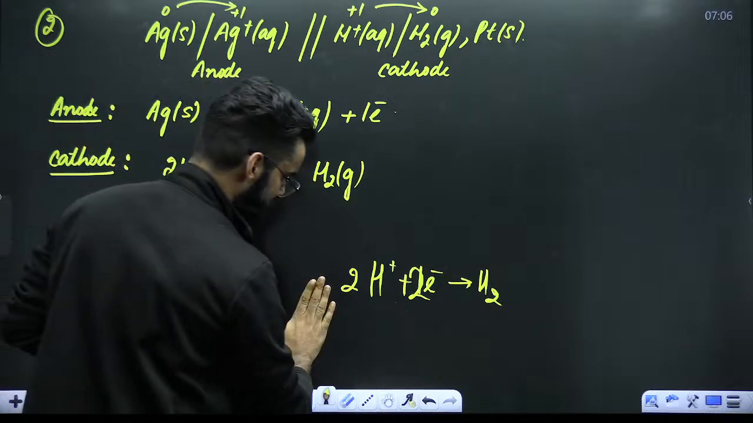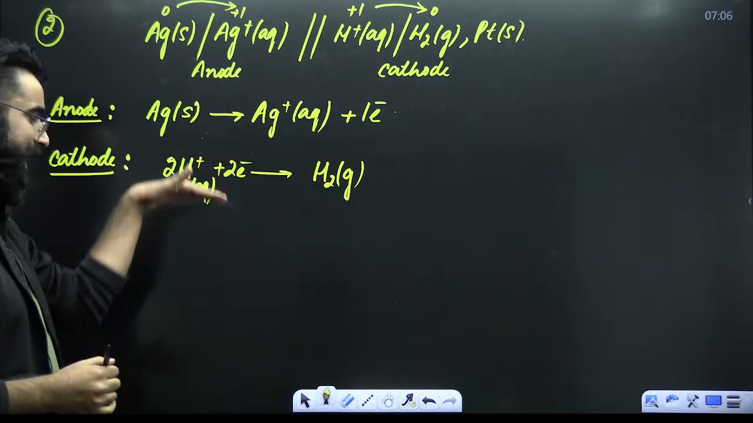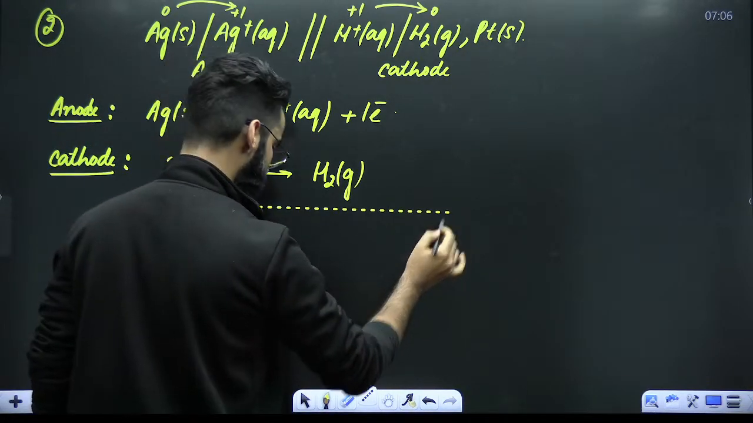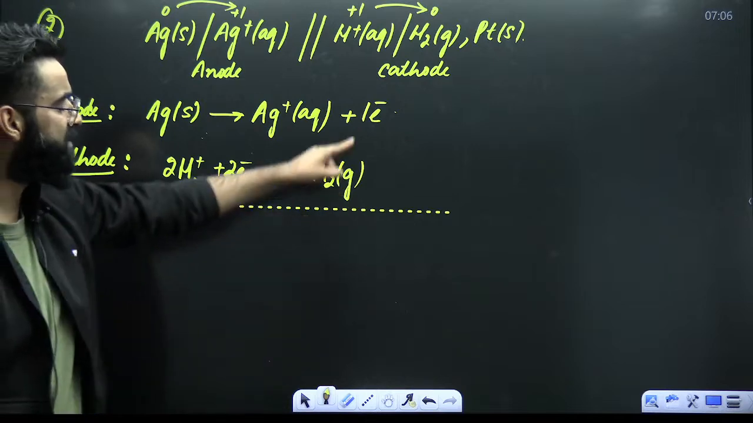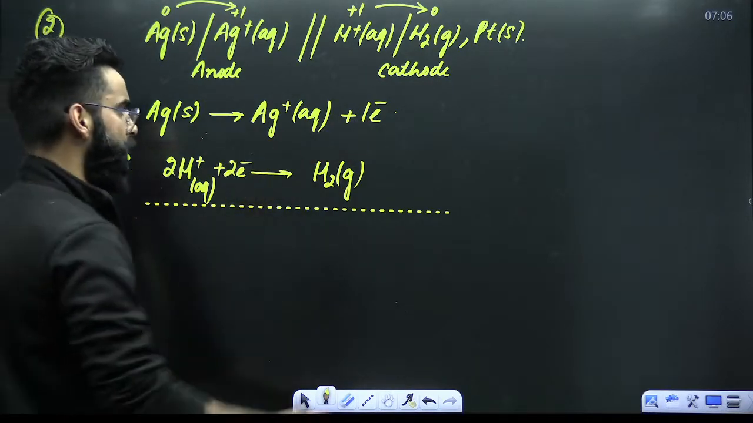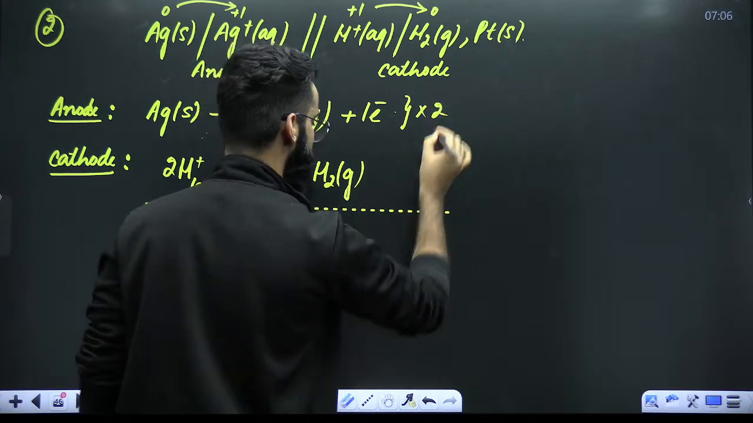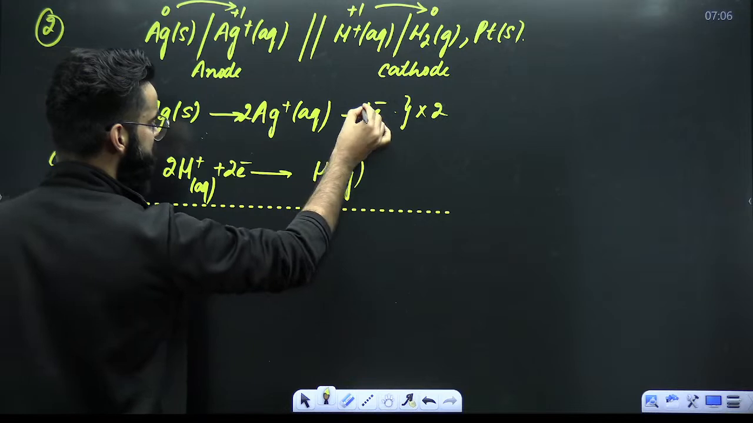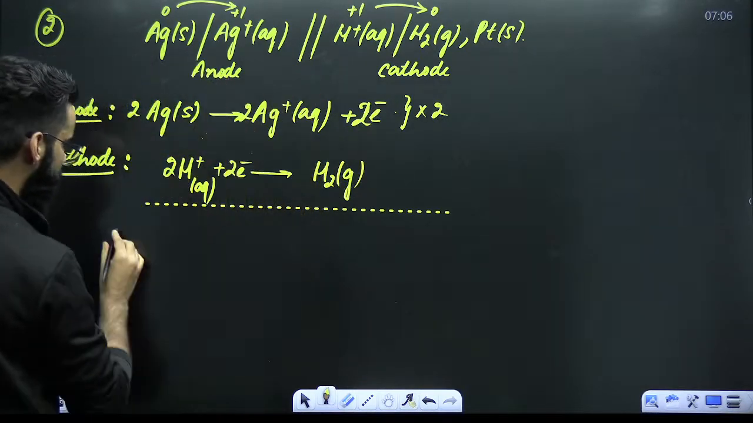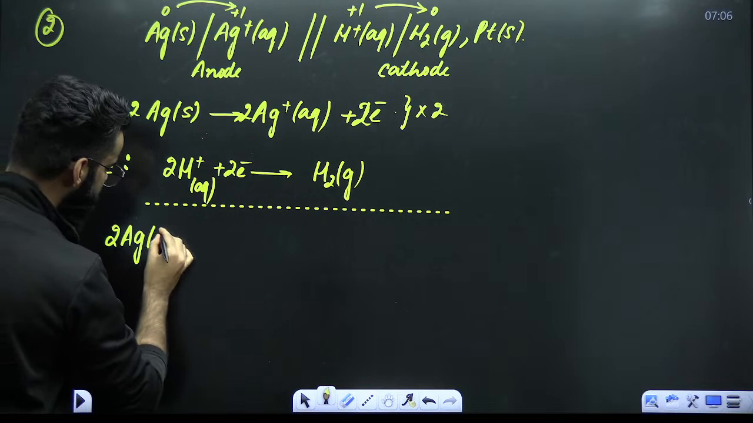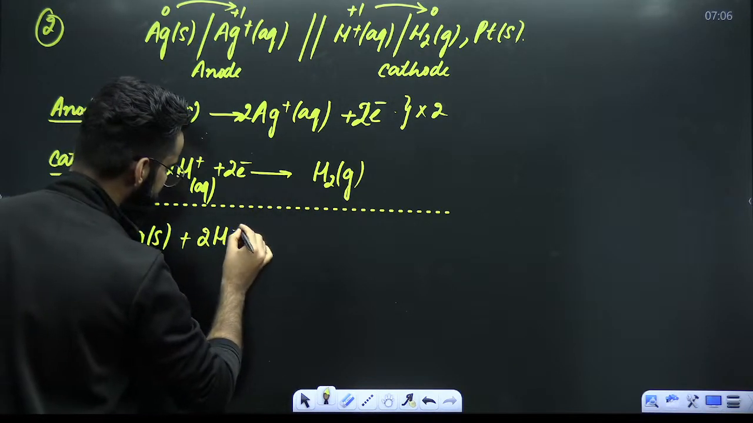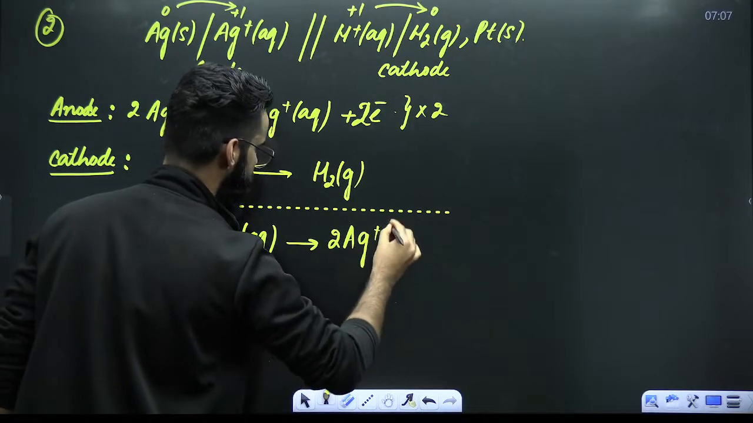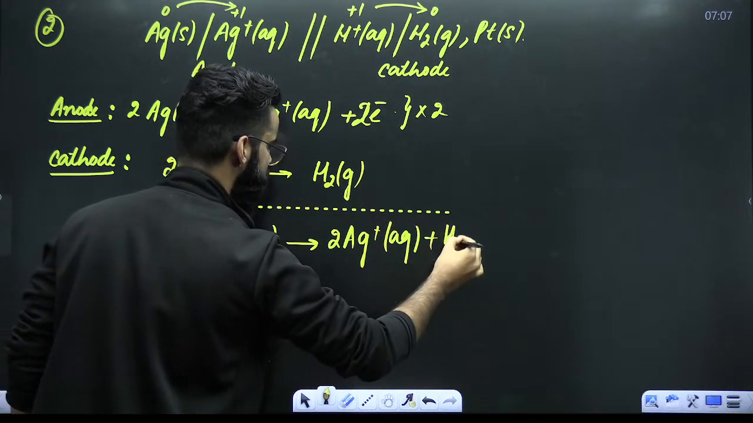Now, tell me one thing. In order to write the net cell reaction, do I have to add the reactions directly? No. I'm not supposed to add the reactions directly. So, what do I need to do? I'll be balancing the electrons first. In the first reaction, you've got one electron. In the second reaction, you've got two electrons. So, I'll be multiplying this reaction by two. When you multiply this particular reaction by two, this becomes two times, this becomes two times, even this becomes two times. Now add them up. It is going to be two times Ag solid plus two times H positive aqueous. It gives two times Ag positive aqueous plus H2 gas.